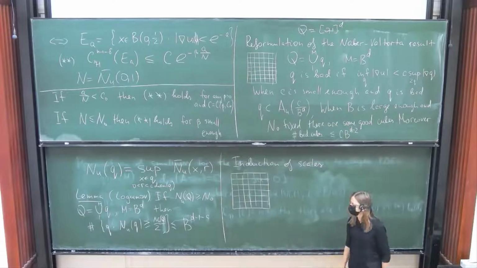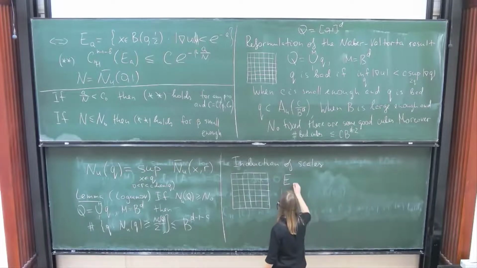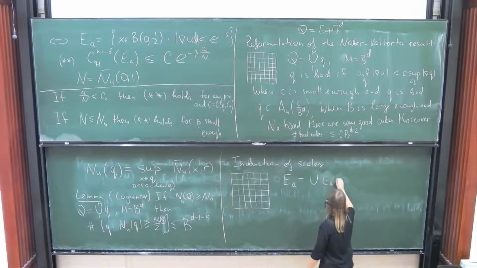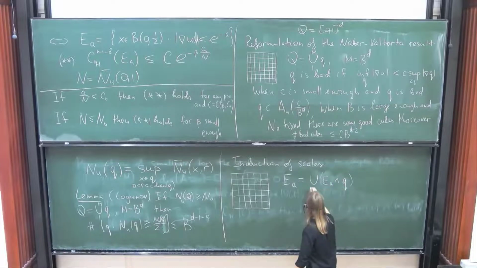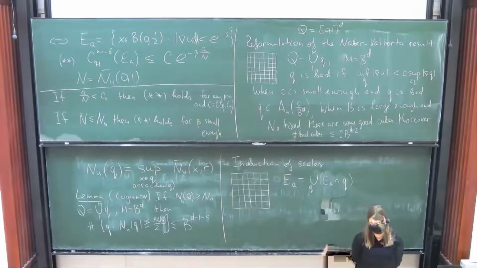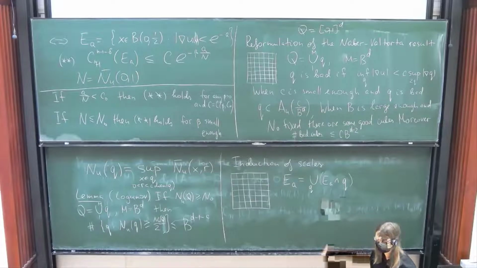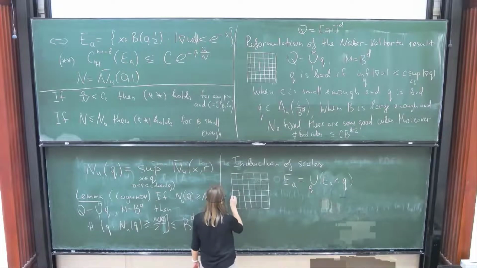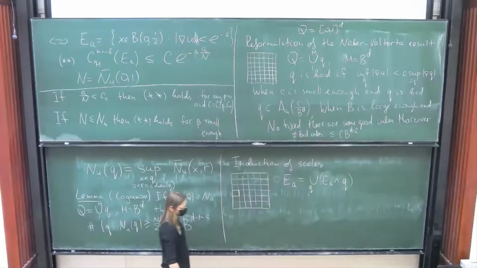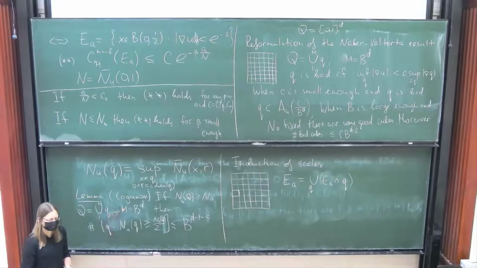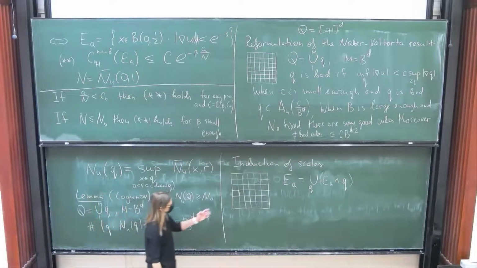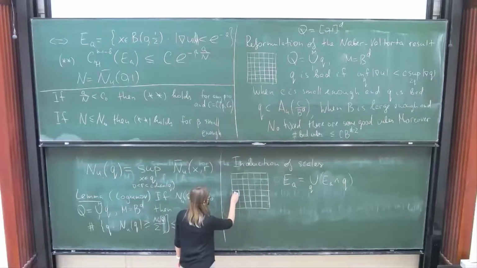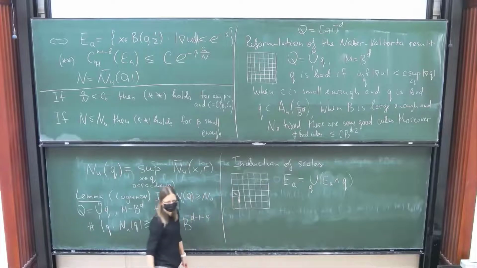And I want to look at my set E as a union of E_A intersect with Q. Let us think what happens here. So we write our set as a union of these. The Hausdorff content is a subadditive function. So you can estimate the Hausdorff content of this one by the sum here. But what can I say about this set E_A in a small cube?